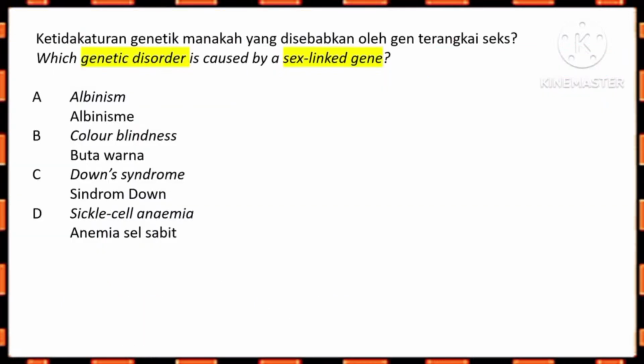Okay, let's look at an example of a question related to inheritance in humans. Which genetic disorder is caused by a sex-linked gene? Sex-linked gene refers to sex-linked inheritance. So, which one is the answer, students? Yes, the answer is B, color blindness.